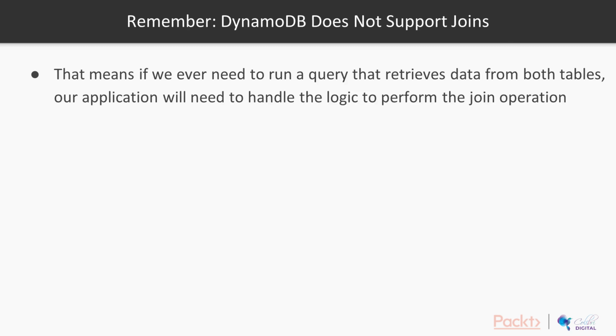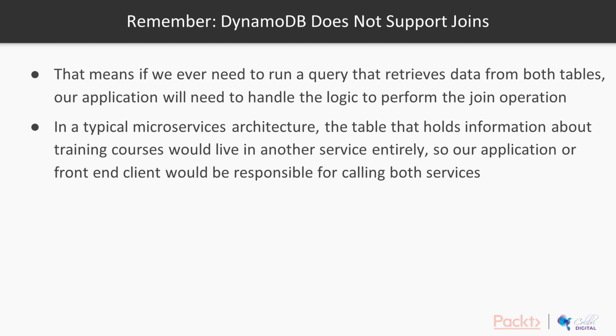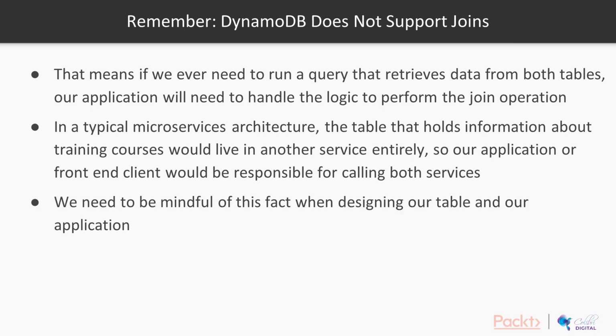Now remember, DynamoDB doesn't support joins. So that means if we're ever going to need to run a query that retrieves data from both tables, our application's going to need to handle the logic to perform that join operation itself. So in a typical microservices architecture, the table that holds information about training courses would live in another service entirely. So our application or front-end client will be responsible for calling both of those services and presenting the information itself. So we need to be mindful of this fact when we design our tables and our application.